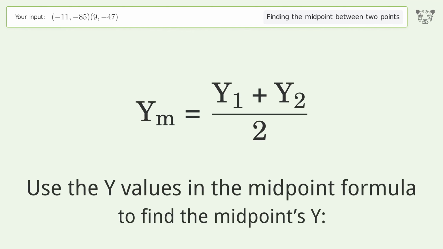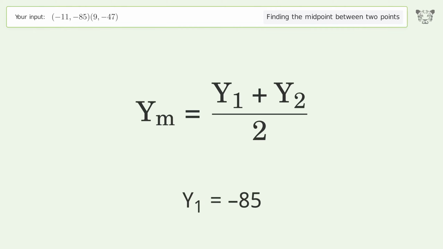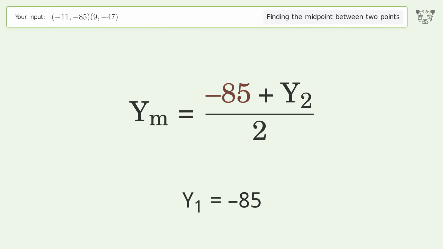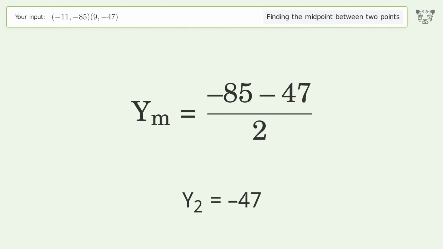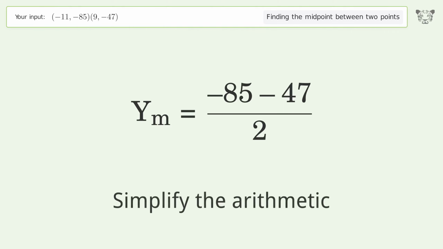Use the y values in the midpoint formula to find the midpoint's y. y1 equals -85. y2 equals -47. Simplify the arithmetic.